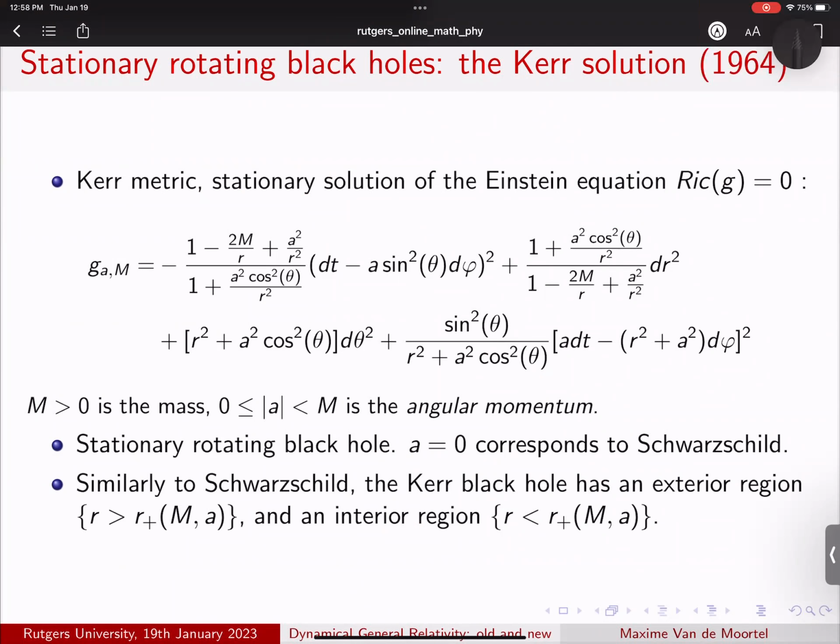So when you say momentum, you mean angular momentum? I mean angular momentum. Thanks, Shelley. Yes, I mean angular momentum indeed.